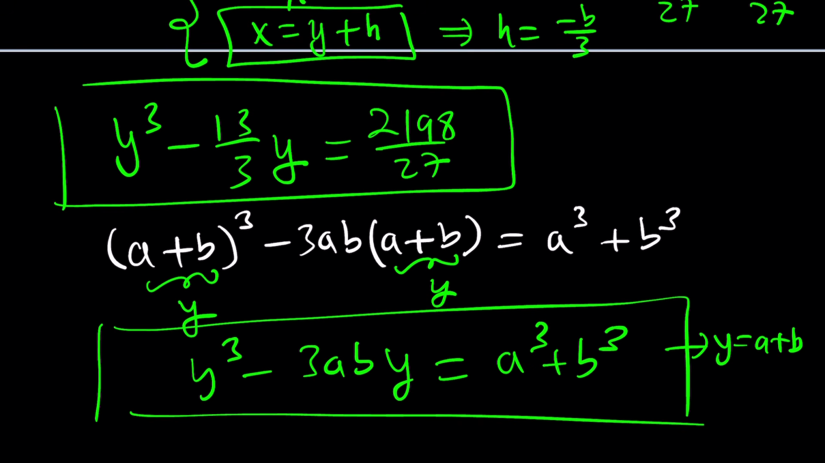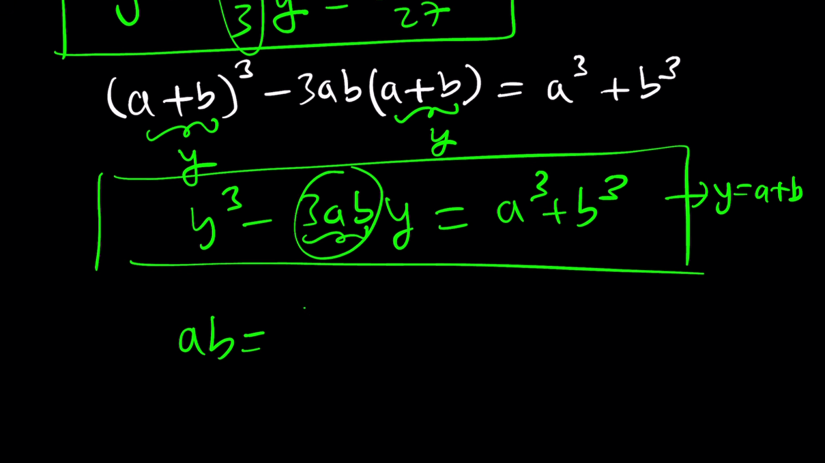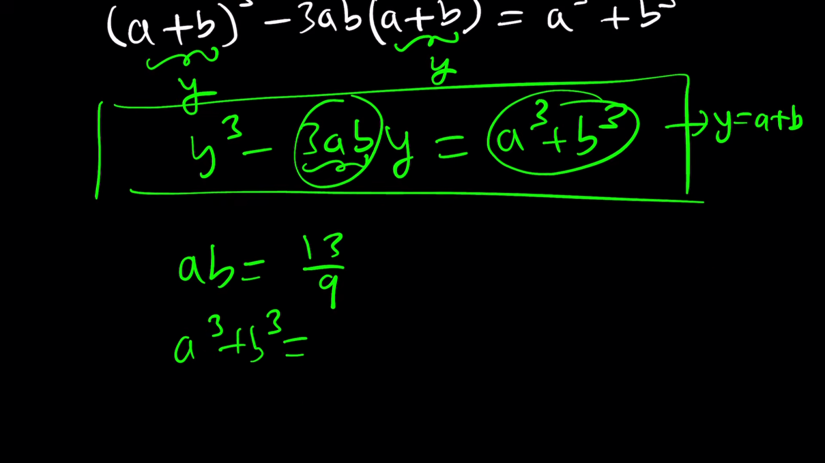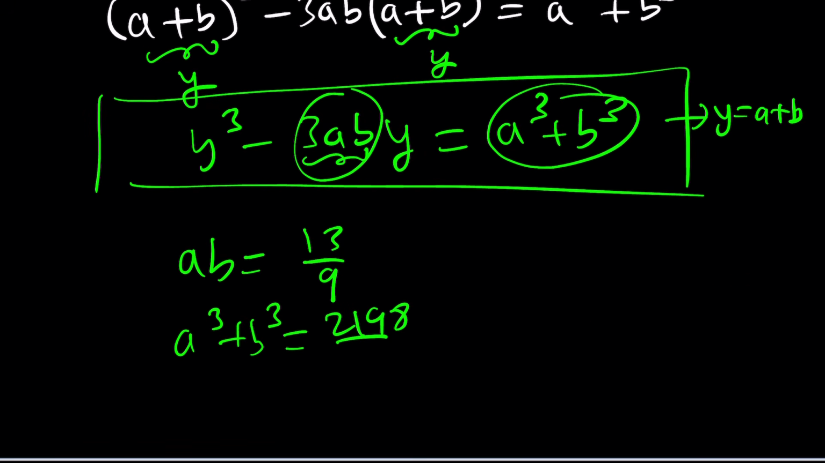So if you can solve it by finding the values of a and b, of course, by setting the coefficients equal to each other, from here you get ab is equal to 13 over 9, and a cubed plus b cubed is equal to that infamous number, which is 2198 divided by 27. And guess what? You can cube both sides, plug it in, or substitute, whatever you do. This doesn't give you a cubic equation. This actually gives you a quadratic equation. That's how you reduce the power so that you can solve it.